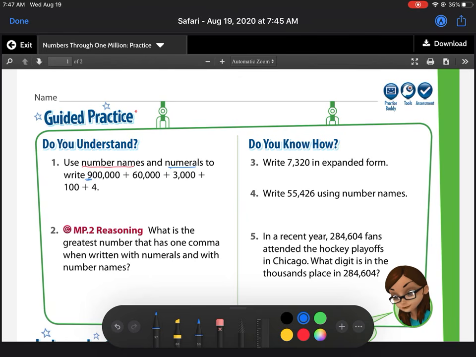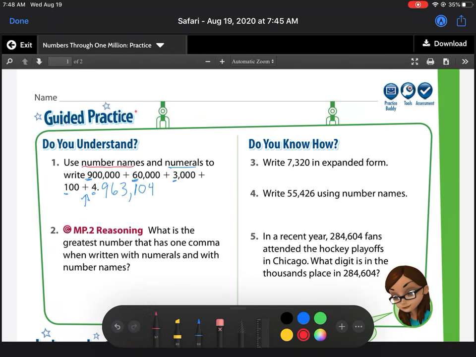So I have a 9 in that hundred thousands. I have a 6 in the ten thousands, so that's just that next spot over. I have a 3 in the thousands. I have a 1 in the hundreds. But now notice, there's no tens here. So if there's no tens, what number represents none? Well, that's a 0. So I'm going to put a 0 in. Then I have a 4 in my ones place value.